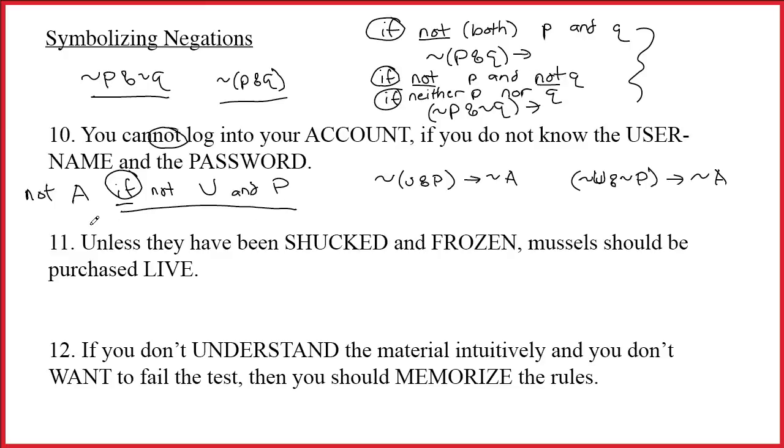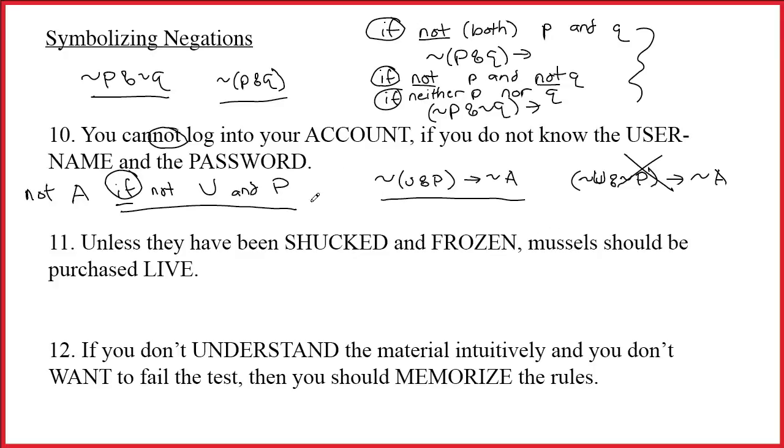Okay, well now back to this sentence. Not A, if not U and P. Which of these patterns up here does this sentence correspond to? Well, I hope it's obvious that it's this first one. If not P and Q. The word both is optional. If not U and P. Therefore, the correct symbolization is the first one right here. If not U and P, then not A. And this one would be wrong.